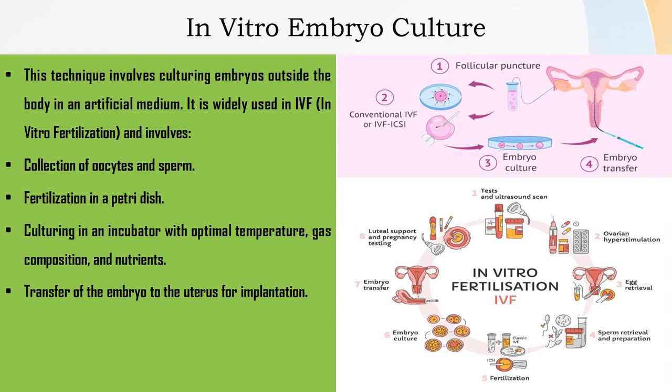Unlike in vitro culture, in vivo embryo culture allows embryos to develop inside the living organism before being transferred. This method is frequently used in animal breeding, where fertilized embryos are placed in a surrogate mother. So while it provides a more natural environment, it lacks the precise control of in vitro methods.